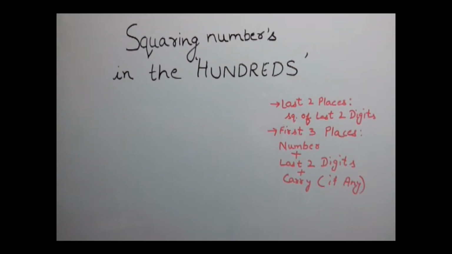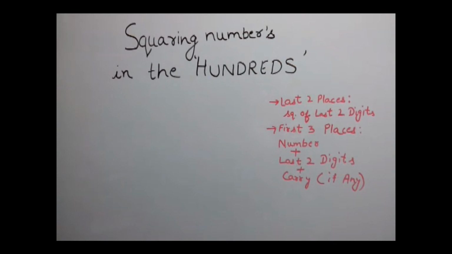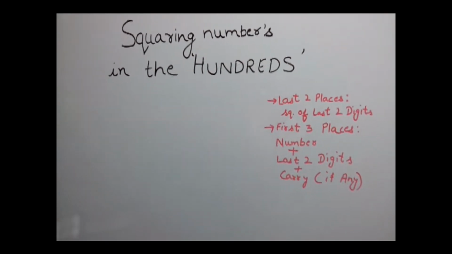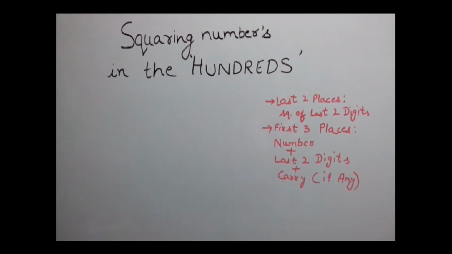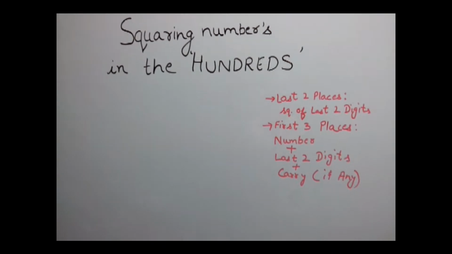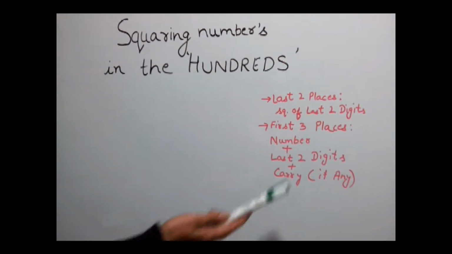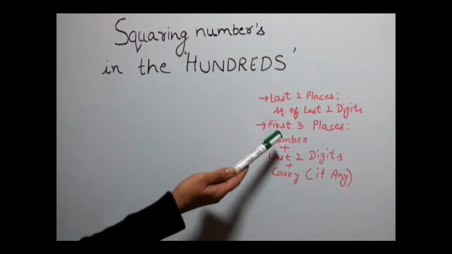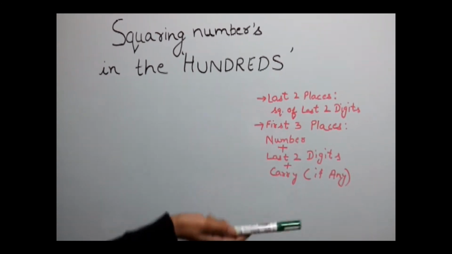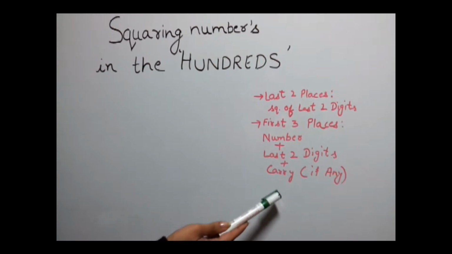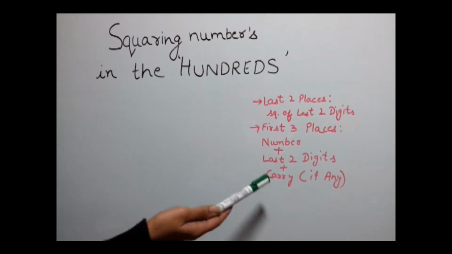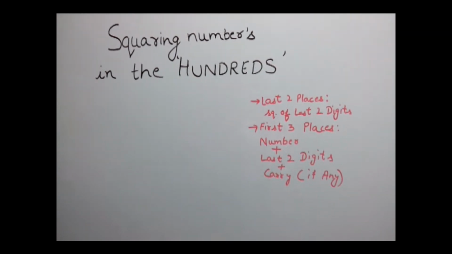Hey, welcome back again. Today we will be discussing how to find squares of numbers which are in their hundreds. It's very simple. The last two places of that number would be the square of the last two digits. The first three places of the result would be the number plus the last two digits and the carry, if it is there. Let's find out.